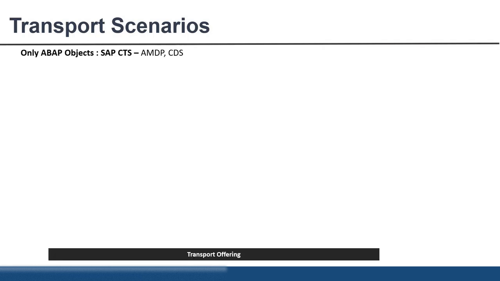There are multiple scenarios with HANA when you want to transport your objects from one system to another. So first scenario can be if you have created any ABAP object in ABAP layer. Say for example, if you have created a CDS view, or if you have created an AMDP, or if you have created a report in which you have written OpenSQL statements and you want to transport it from one system to another. The scenario is straightforward. You can lock your object in a request and transport it using CTS, that is Change Transport System.